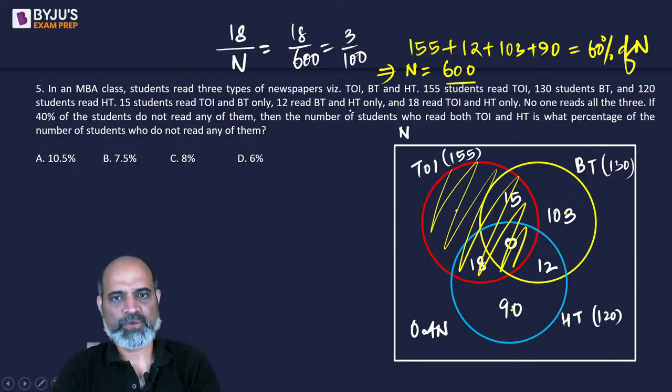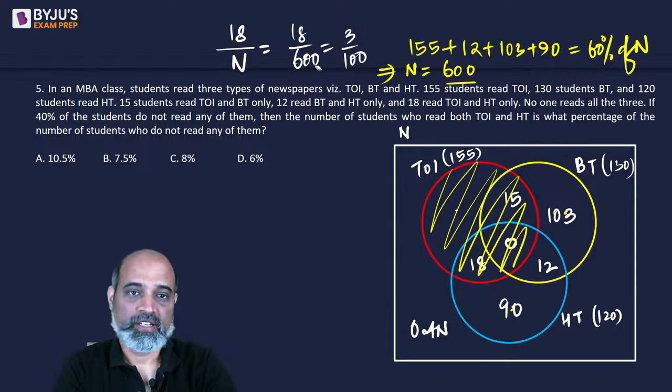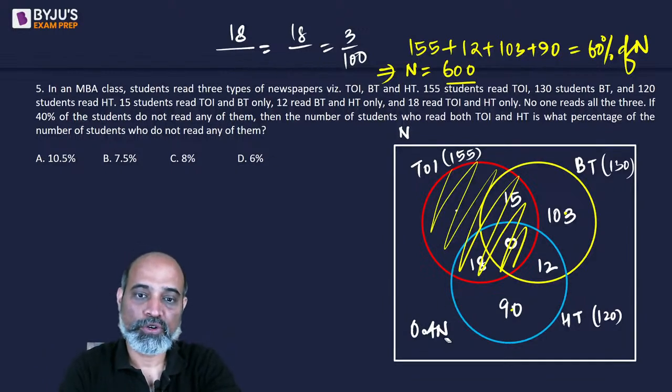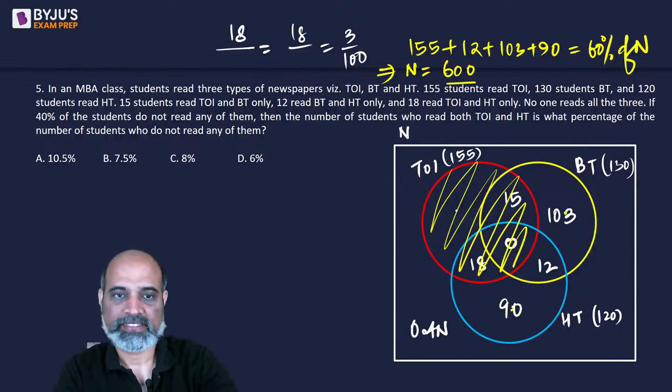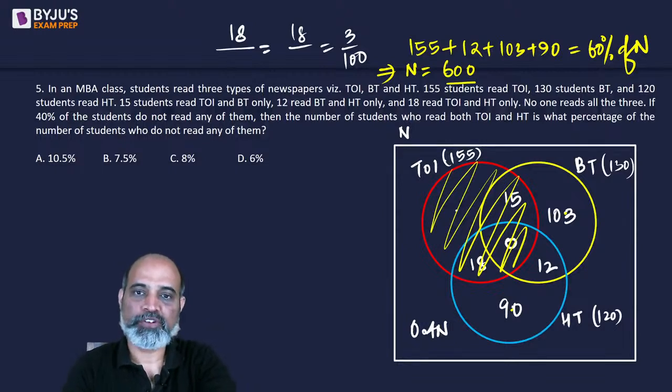Question asked is: the number of students who read both TOI and HT, which is 18, is what percentage of the number of students who do not read any of them? Oh, sorry. It's not out of 600. It is out of those who do not read any of them. So those who do not read any of them will be 40% of 600, which is 240.